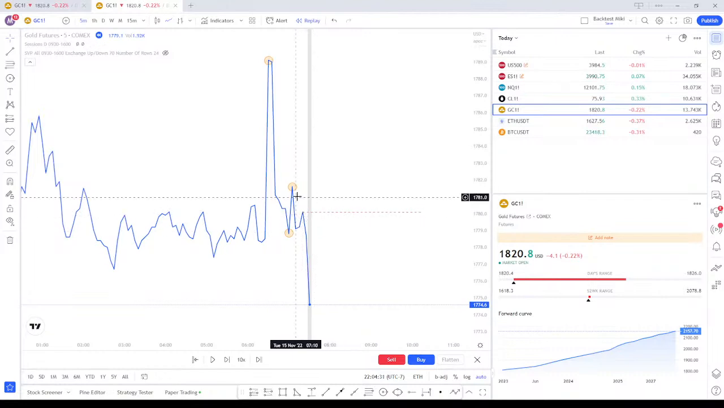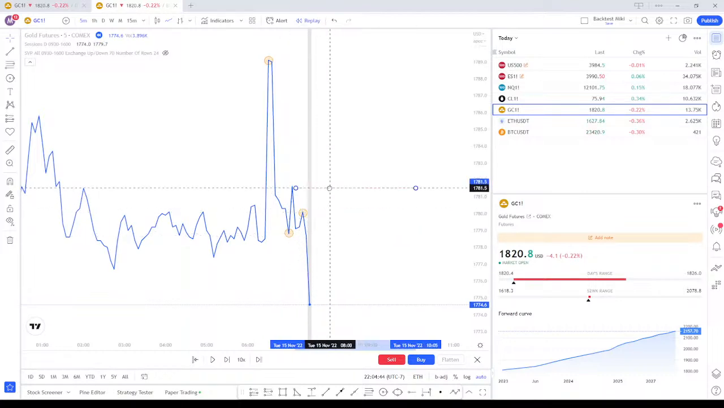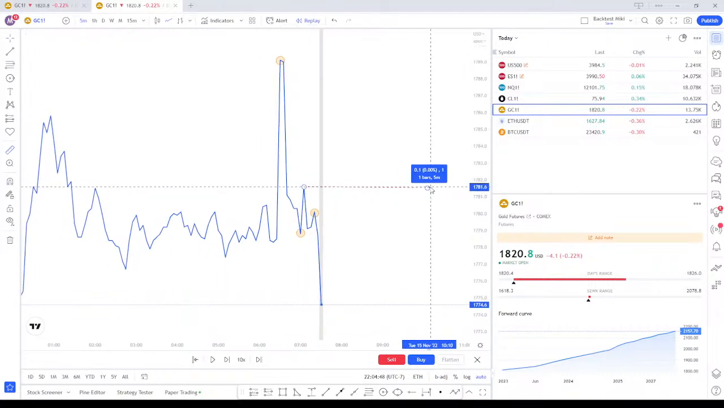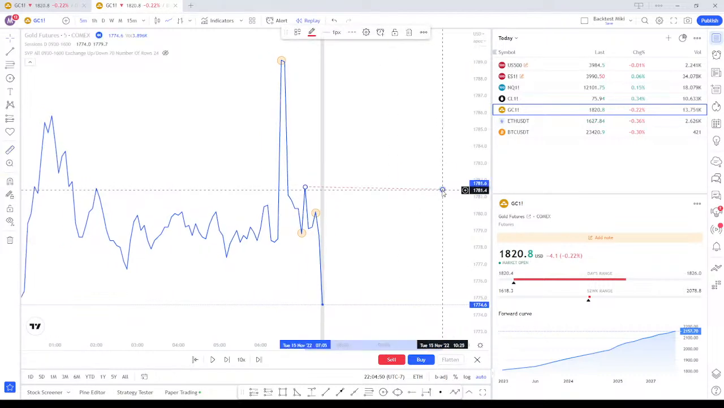This is the real high. This is the high that broke this low, and this is the high that formed this low. So we're going to leave this here, and we're going to put this line here because this is what it should be. This line, this one matters not as much.